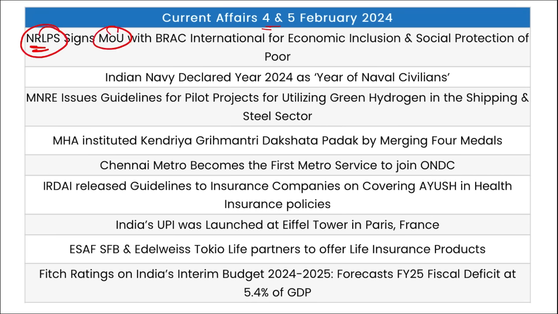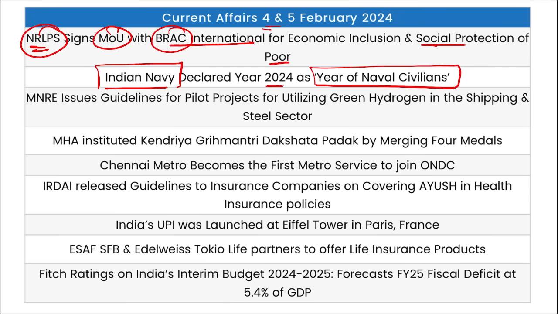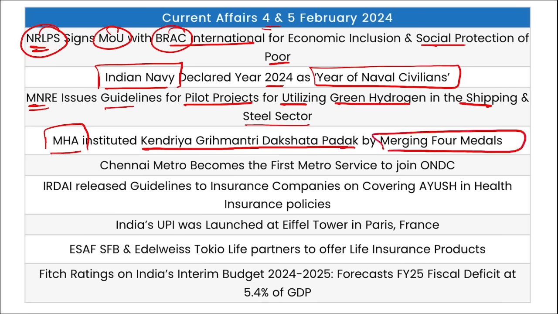NRLPS signed an MOU with BARC International for economic inclusion and social protection of the poor. Then Indian Navy declared the year 2024 as the year of naval civilians. MNRE issued guidelines for pilot project for utilizing green hydrogen in the shipping and steel sector. Ministry of Home Affairs instituted Kendriya Grih Mantri Dakshata Padak by merging four medals into one.